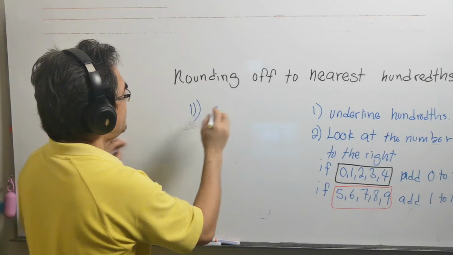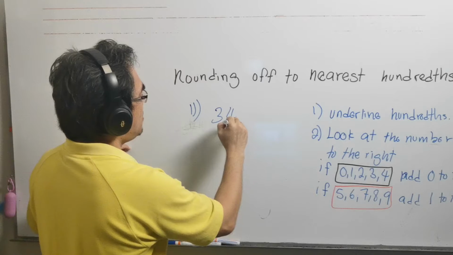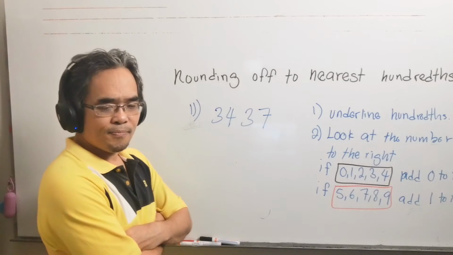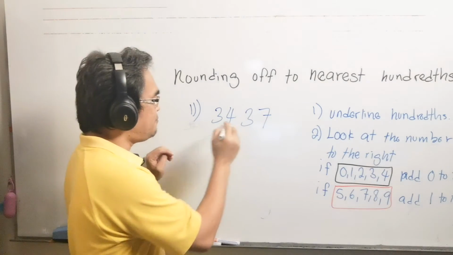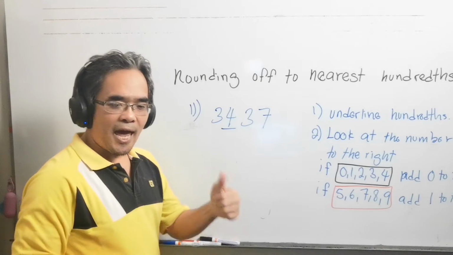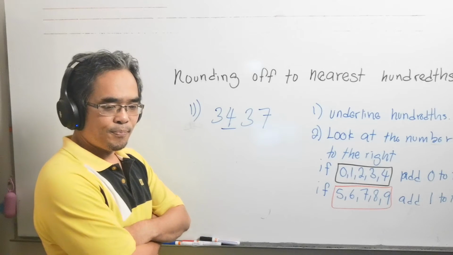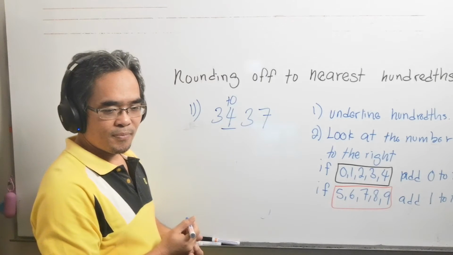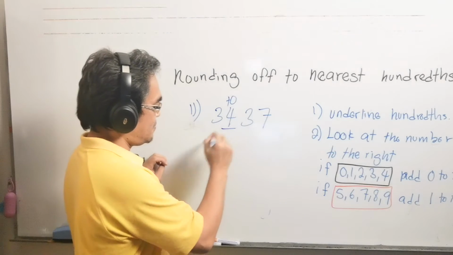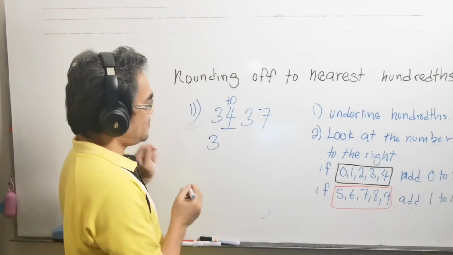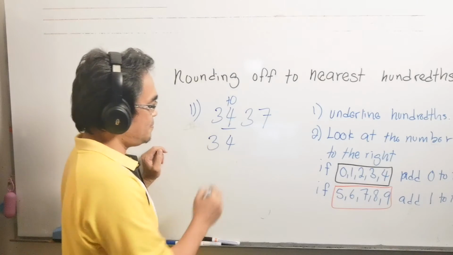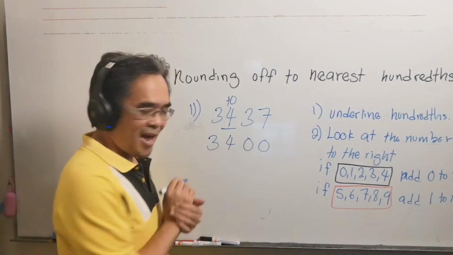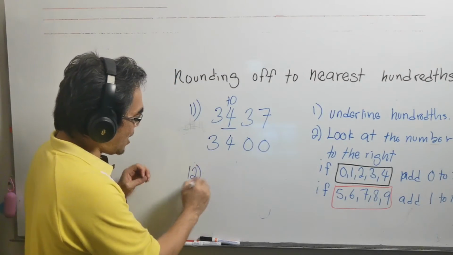Number 11, 3, 4, 3, 7. Round off to the nearest hundreds. Underline 4. Is it at 1 or is it at 0? Add 0 to 4. Yes, correct. That is correct. Okay, question number 12.